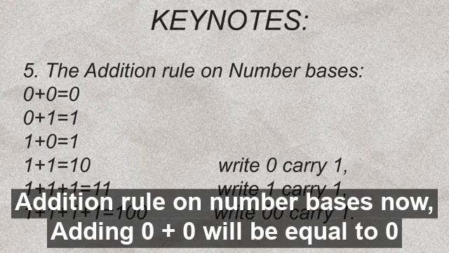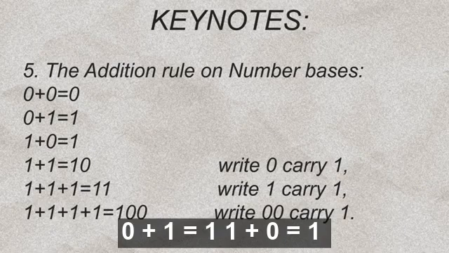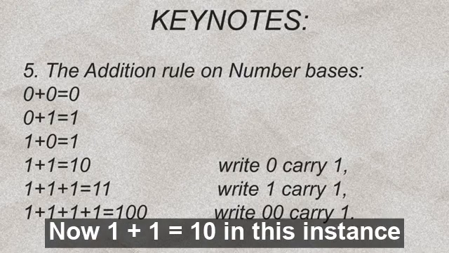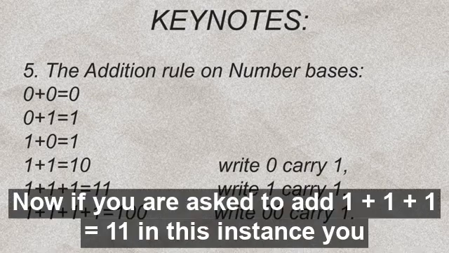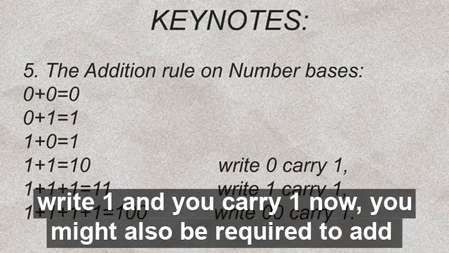Now on number bases, if you are adding, 0 plus 0 will be equal to 0, 0 plus 1 will be equal to 1, 1 plus 0 will be equal to 1. Now 1 plus 1 will be equal to 10. In this instance, you have to write 0 and carry 1. Now if you are asked to add 1 plus 1 plus 1, it will be equal to 11. In this instance, you write 1 and you carry 1.